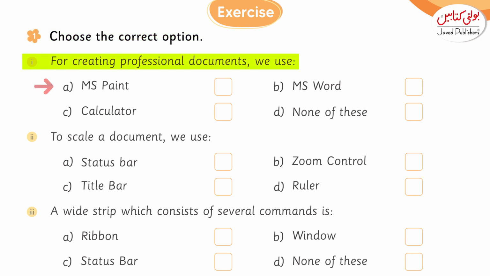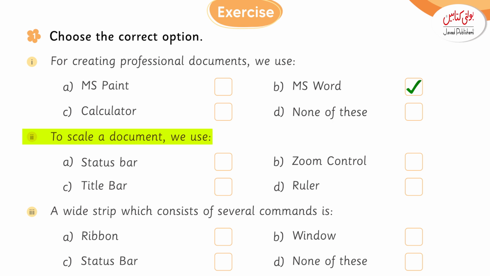Question number 1, choose the correct option. For creating professional documents, we use option A MS Paint, option B MS Word, option C calculator, or option D none of these. The right option is option B MS Word. To scale a document, we use A status bar, B zoom control, C title bar, or D ruler. Ruler. Option D is the right answer.